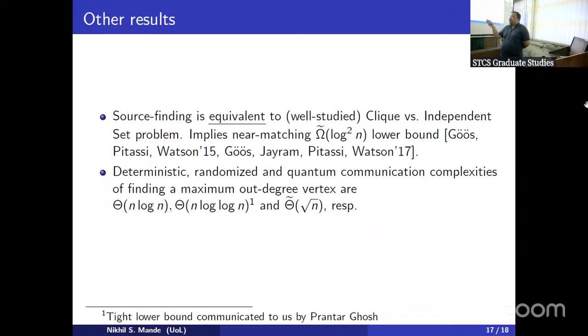Like I mentioned, a maximum out degree vertex in a tournament is also a king. So you could ask, what about the communication complexity of finding a maximum out degree vertex? We do that, and we have essentially tight bounds in deterministic, randomized, and quantum. In a preprint of ours, we had an upper bound of order n log n for the randomized complexity and a lower bound of only omega n. Then we were told that the lower bound should actually be stronger, so this bound is in fact tight. It's interesting that the deterministic and randomized bounds are off by this lower order log term.